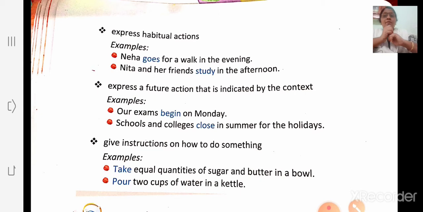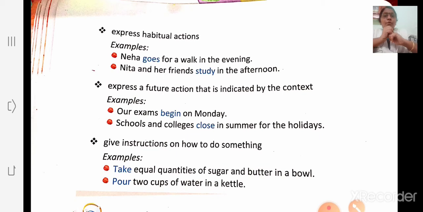Then we express a future action that is indicated by the context. If the context is indicated, we can use simple present tense to express a future action. Our exams begin on Monday. Schools and colleges close in summer for the holidays. Begin, close, etc., simple present tense.